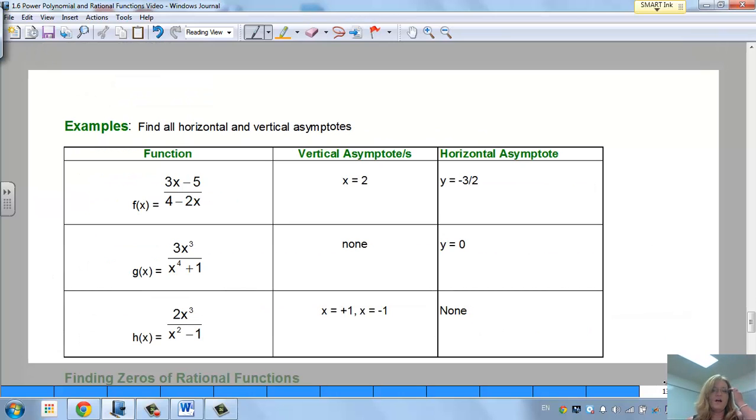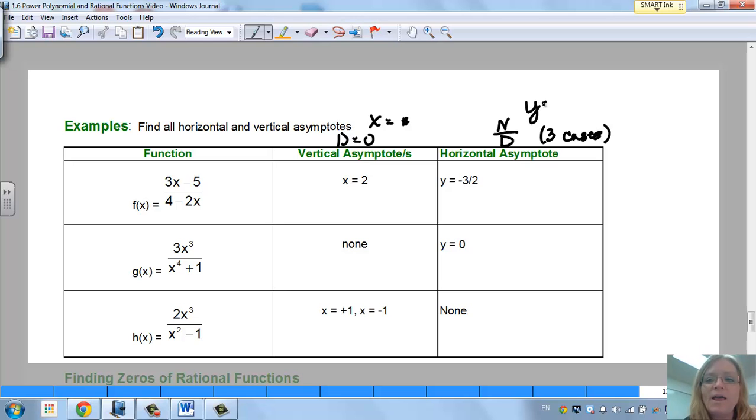So we're going to find all the horizontal and vertical asymptotes of these two. For the vertical asymptote, you take your denominator and put it equal to 0. To find the horizontal asymptote, you have to use your numerator and your denominator, and there are 3 cases to look at. This one is an x equals a line. This is y equals a line. These are both lines. So here I look at this one. If I take my denominator equal to 0, you'll see that I get x is 2. That is my vertical asymptote.